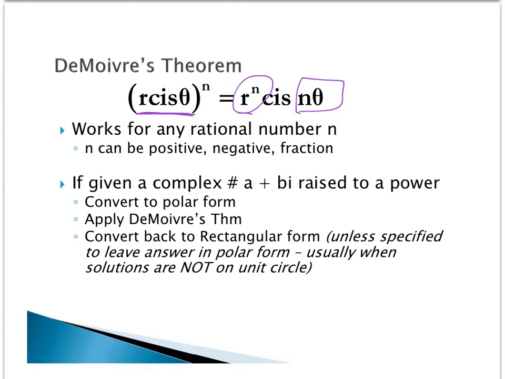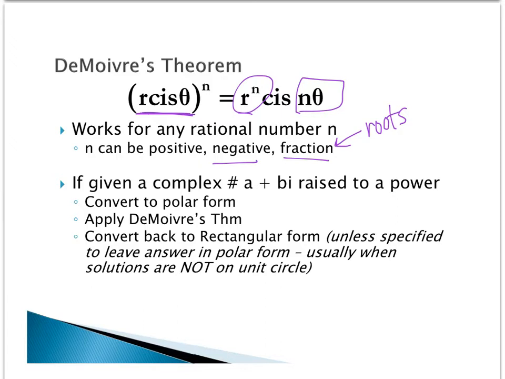Now the examples that we did on Friday only had positive integers. However, this also works on negative integers as well as fractions. When we start seeing fractional n values, that's when we are taking a look at what happens when you take the root of a complex polar number.